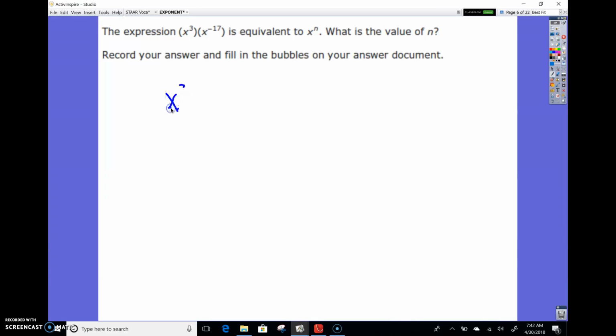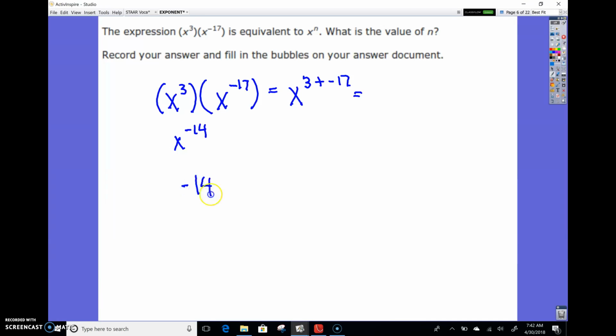So they got x to the 3rd, x to the negative 17, right? So what you need to do here is add the exponents: 3 plus negative 17. So you should get x to the negative 14. So our answer should be negative 14.